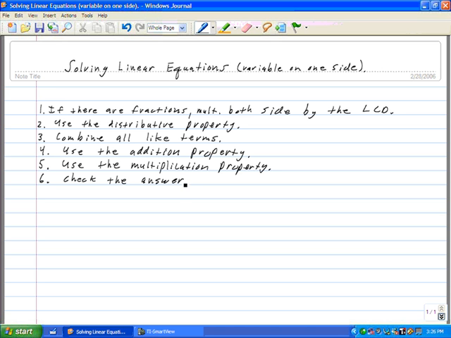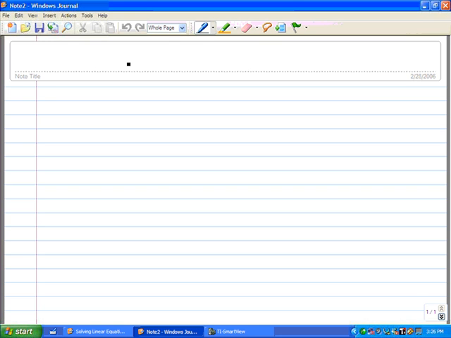Now, checking the answer should always be done in the original equation as it was when you found it, before you made any changes to the equation. And that will prevent any mistakes that you've made during the solving of the equation from tricking you into thinking that you have a correct solution when you really don't. So let's go ahead and jump into some examples of how these equations are to be solved. So here are our examples.